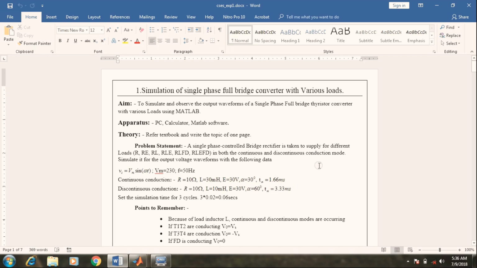In the same way, if 360 degrees is 20 milliseconds, then 180 degrees is 10 milliseconds. These things you need to remember, and we will do it. So we want to simulate it for 3 cycles. One cycle is 20 milliseconds, so 3 cycles means 60 milliseconds.